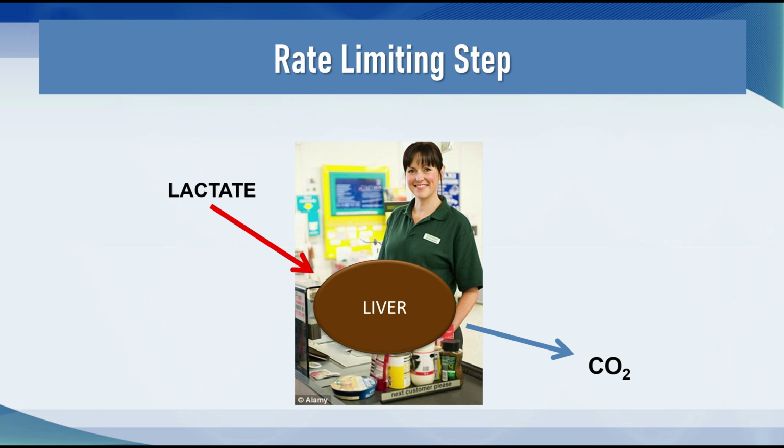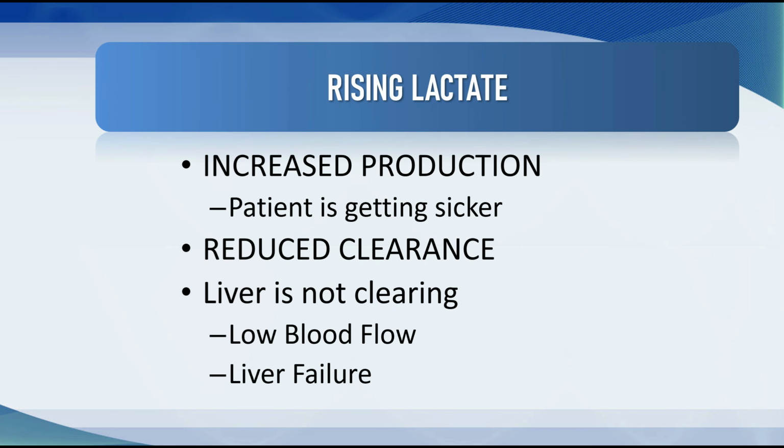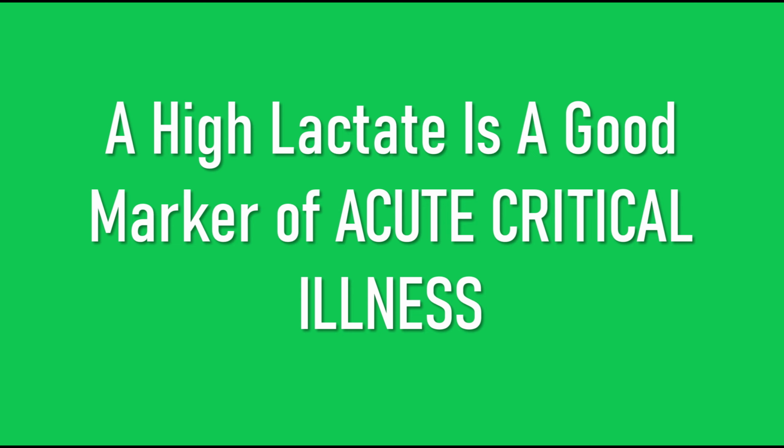So when the lactate is rising, it means one of two things. It means that the lactate production has gone up, and it likely also means that the lactate metabolism has gone down. So we have a problem of increased production. That's evidence that the patient is getting sicker because they're hypercatabolic and they're generating a lot of lactate being driven by epinephrine or adrenaline. And there is reduced clearance because the liver either isn't getting enough blood flow to clear the lactate, or else the liver is dysfunctional itself. Irrespective, a high lactate is a good marker of acute critical illness. It tells you that the patient is not doing well.